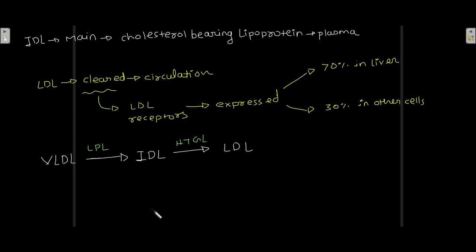So this is how it looks. VLDL is converted to IDL with the help of LPL, and then this IDL is converted to LDL by HTGL.